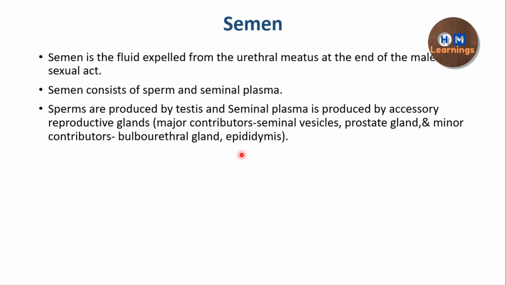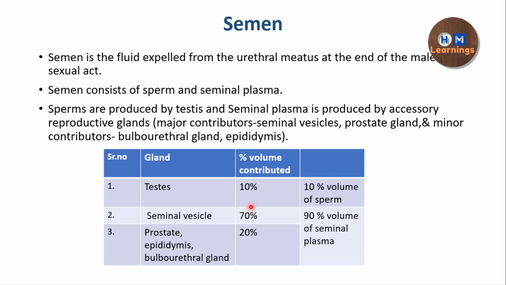So next we will see how much volume of the semen is being contributed by the sperm and how much is being contributed by the seminal plasma, and in that also how much percentage of the volume is contributed by the major contributors and how much by the minor contributors. So you will see here that only 10% is being contributed by the testes in the form of the sperm, and the rest 90% volume is being contributed by the accessory reproductive glands to form the seminal plasma.